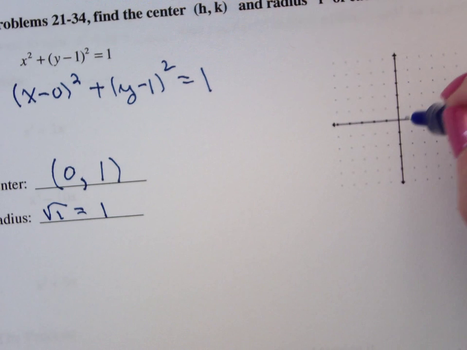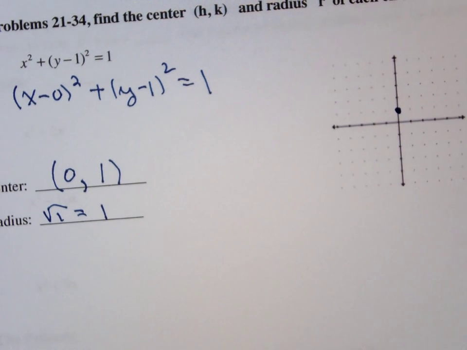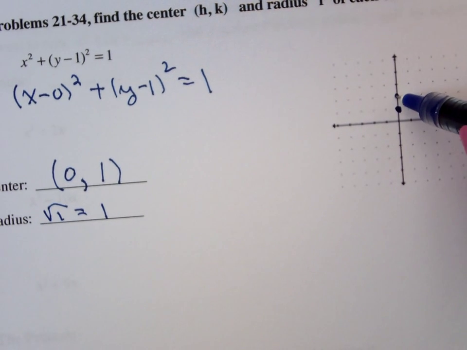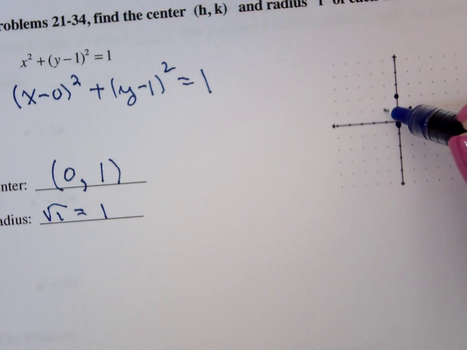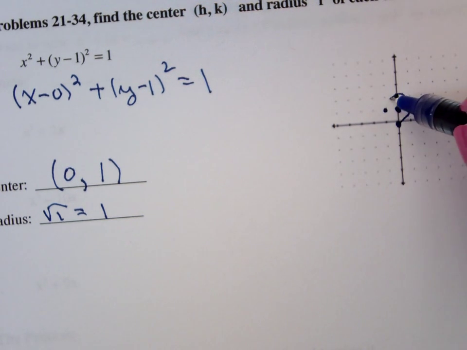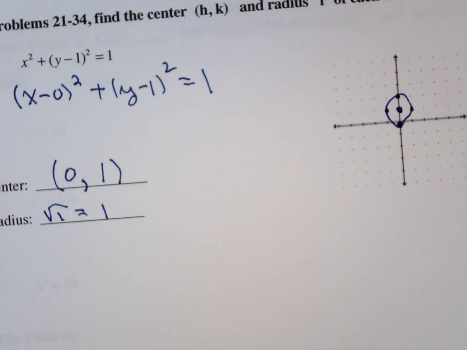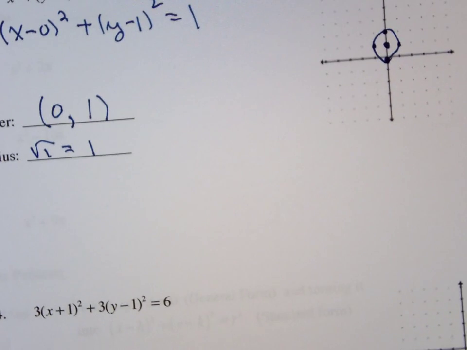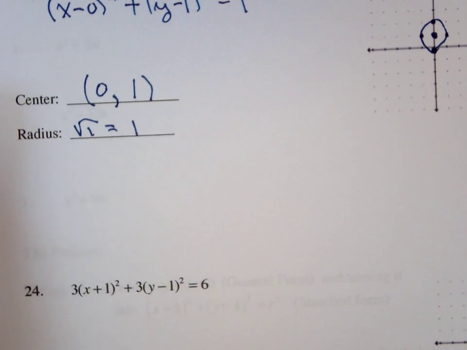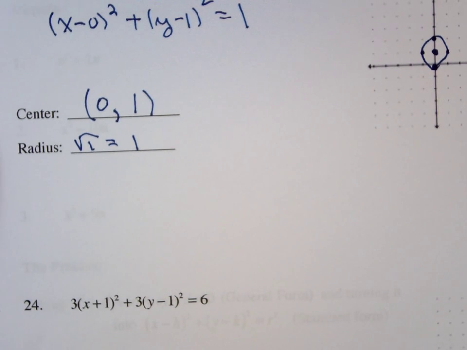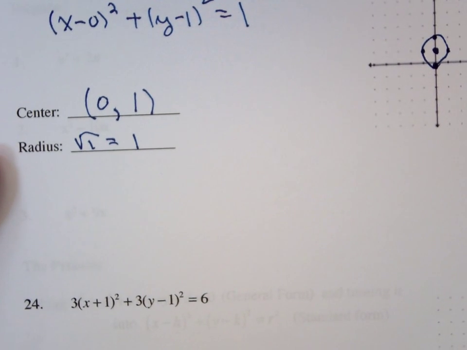So I need to find 0, 1, and then from center I go up 1, down 1, right 1, left 1, and there he is. Cute, cute. That's the easiest part, graphing.